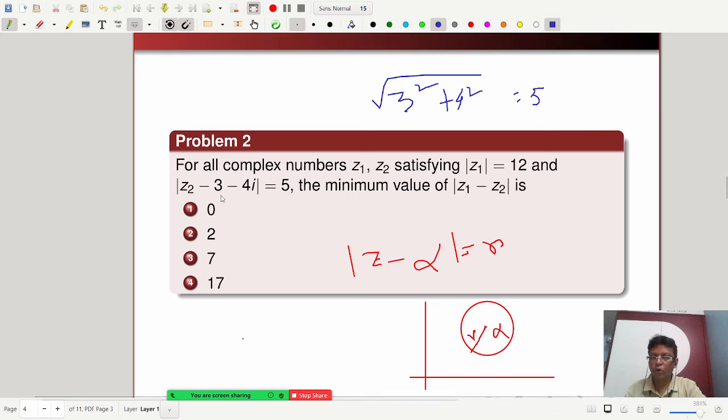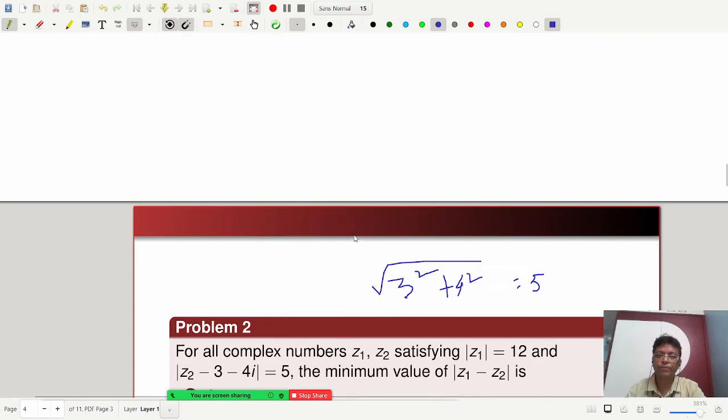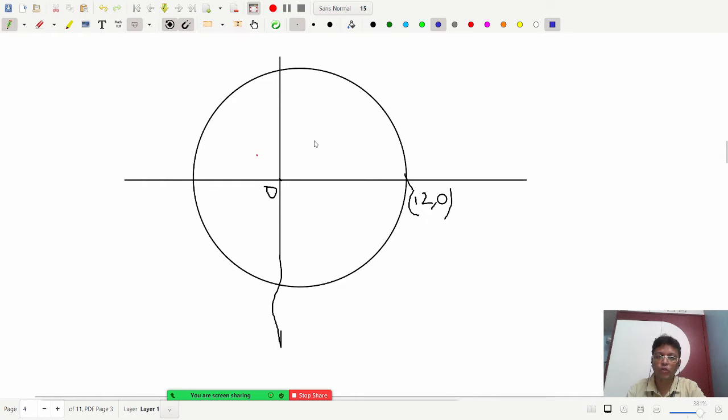So 3 comma 4 is the center, and the circle passes through the origin. So this is your center, B, 3 comma 4, and the radius is 5. So this is the radius, the radius is 5.